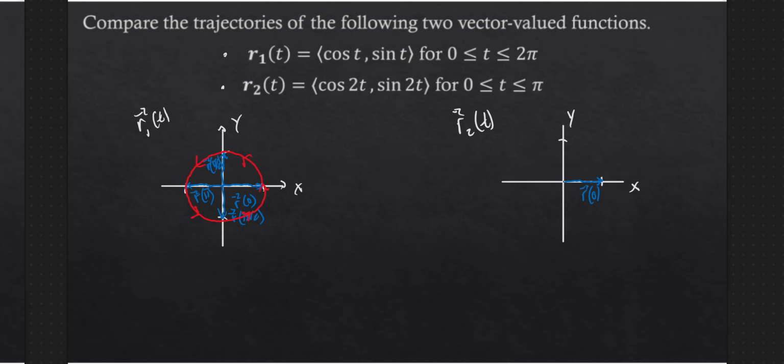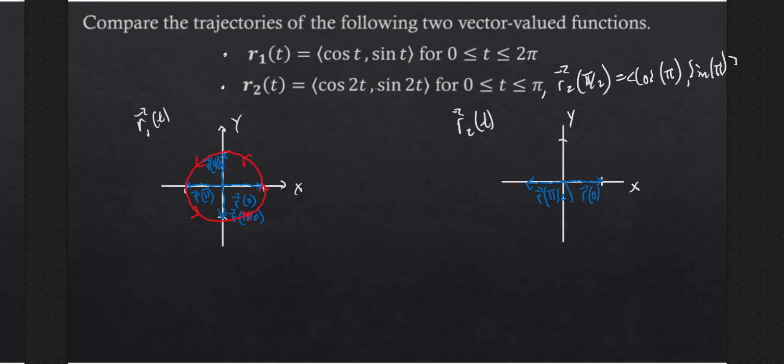And then let's see, what's r of, what did we do? We did 0, pi over 2. So what's r2 of pi over 2? This would be cosine of pi, sine of pi. Okay, so that's actually over here, that's -1. And then I go all the way to pi, but r of pi will be cosine of 2 pi, sine of 2 pi. I'm back here at 1, 0.